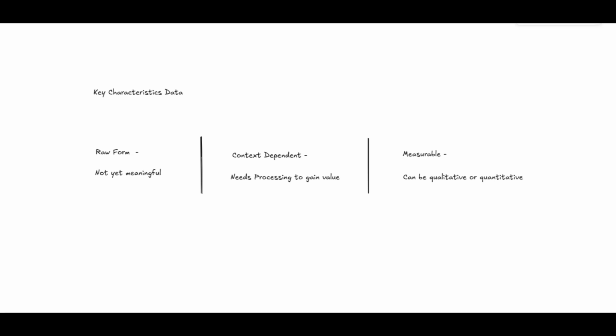Second, data is context dependent. In other words, we need to place it in a situation to make sense of it. For example, the number 20 by itself does not mean much, but if I say 20 marks out of 25, suddenly it becomes useful information.